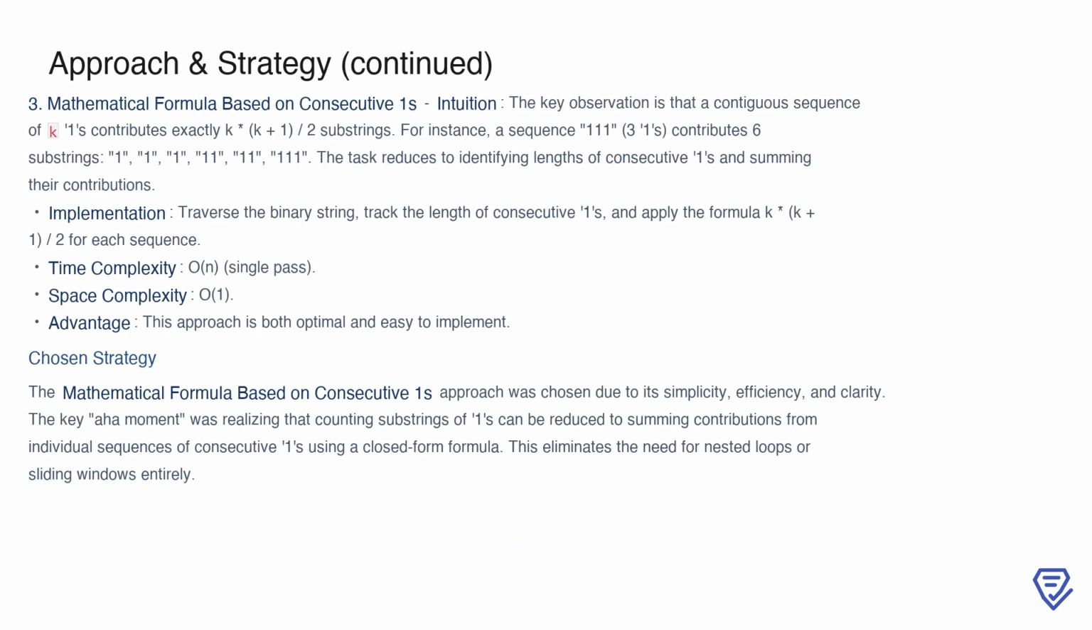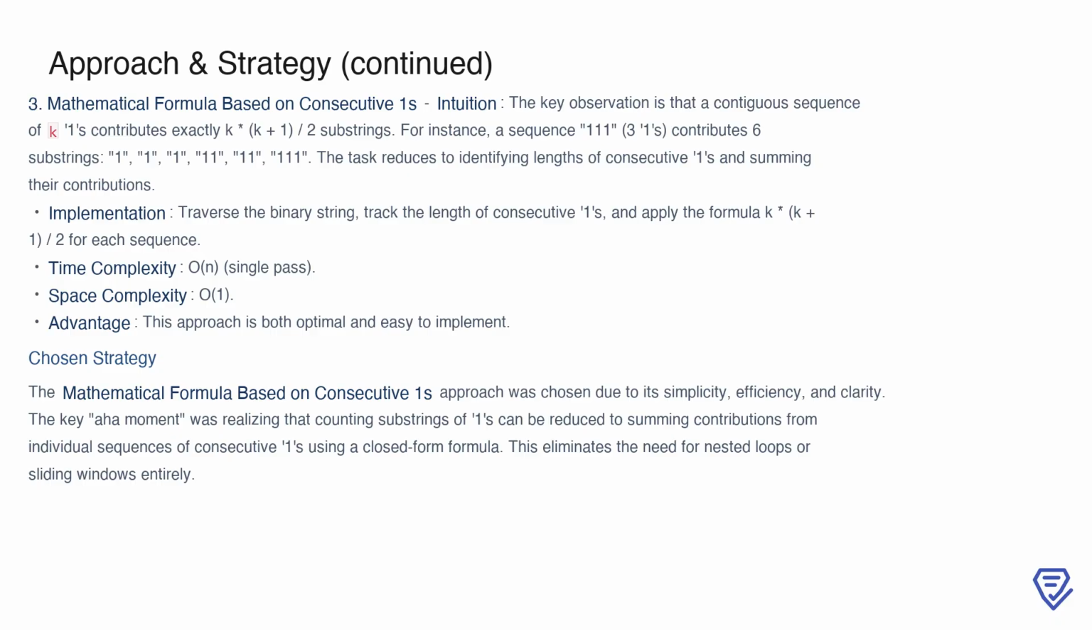The third approach, and the one we ultimately selected, is based on a mathematical formula derived from observing the behavior of consecutive ones. The key insight is that a contiguous sequence of k ones contributes exactly k * (k + 1) / 2 substrings. For example, a sequence of 3 ones, like 111, contributes 6 substrings: 3 single-character substrings, 2 two-character substrings, and 1 3-character substring.